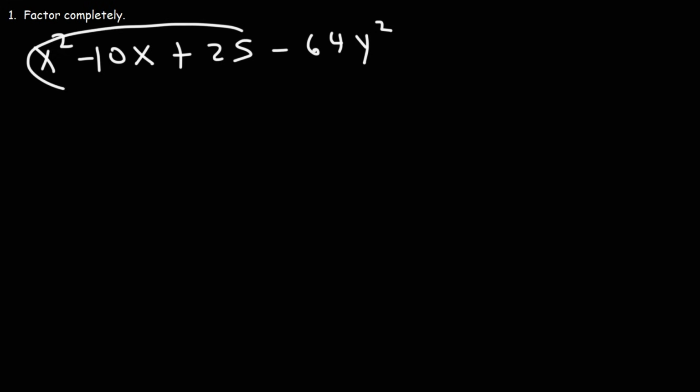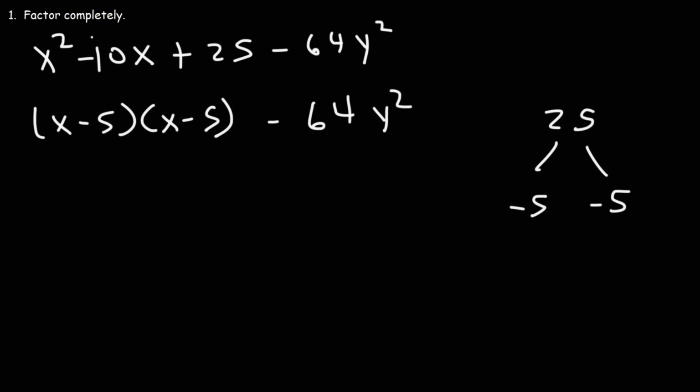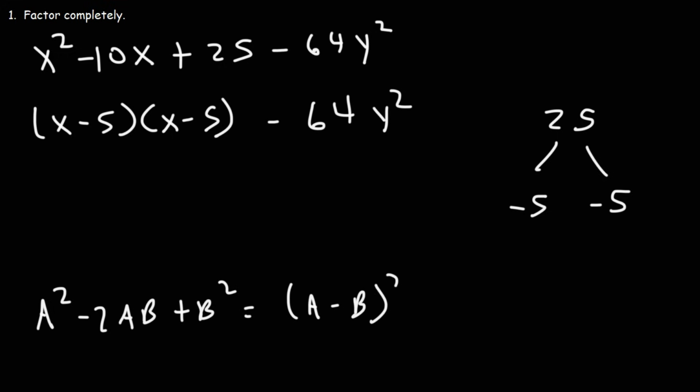So to factor this part, we need to find two numbers that multiply to 25 but add to negative 10. So that's going to be negative 5 and negative 5. Negative 5 times negative 5 is positive 25, but they add to negative 10. So we can write this as x minus 5 times x minus 5. Keep in mind, this is a perfect square trinomial. So if you recognize that form, a squared minus 2ab plus b squared, you can write this as a minus b squared. So that's going to be x minus 5 squared.